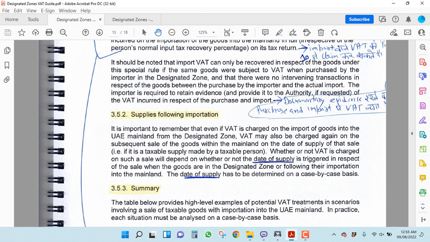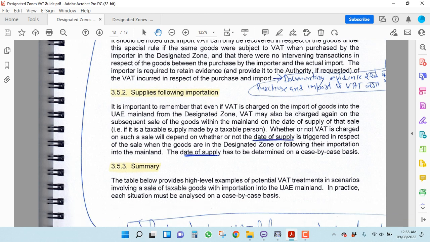We have to check the date of supply. Date of supply should not fall before the goods are imported into the DZ. Okay, we have to check the date of supply. If the date of supply is before the importation, then it is free zone treatment. Okay, then the treatment will be different. It depends on a case to case basis.